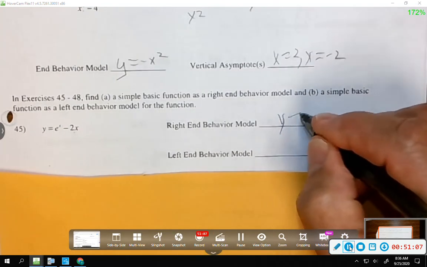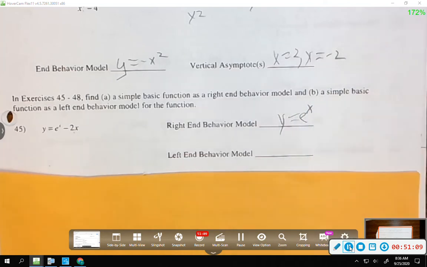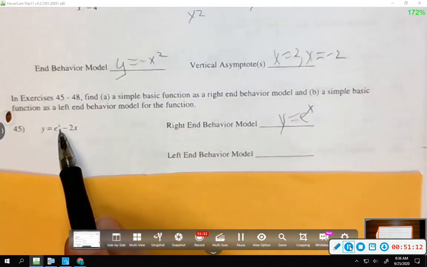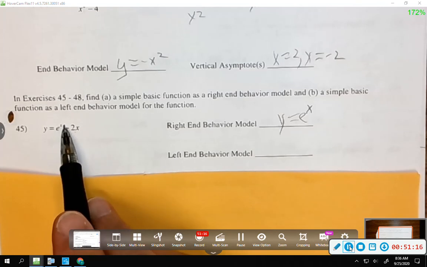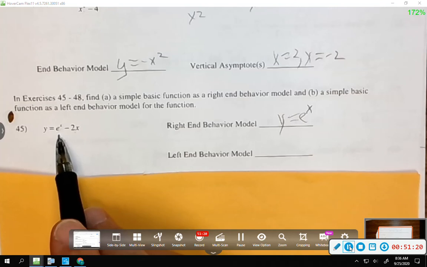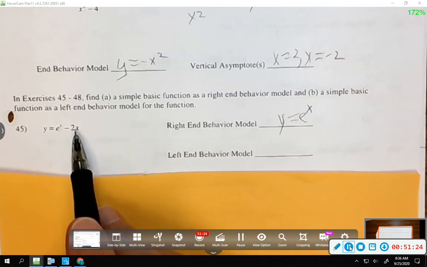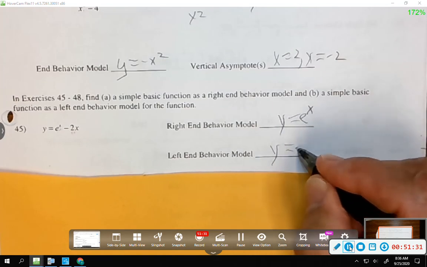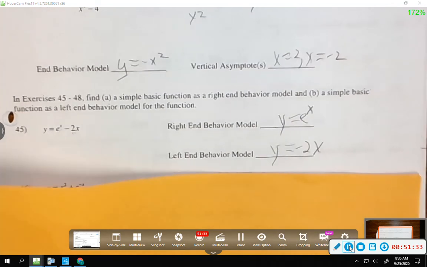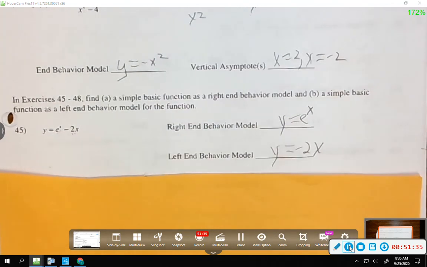But the interesting part on this one, as x goes to negative infinity, think about this. If I plug in negative 10, e to the negative 10th is 1 over e to the 10th. That's going to go to 0 as x gets large in the negative direction. So the left end behavior model is going to be the linear function. Let's take a look at another one of these.